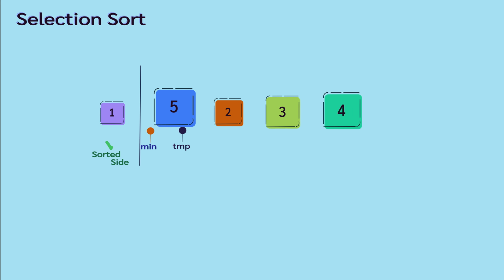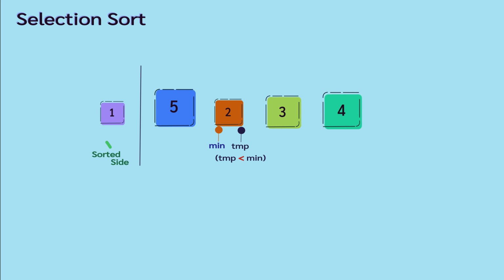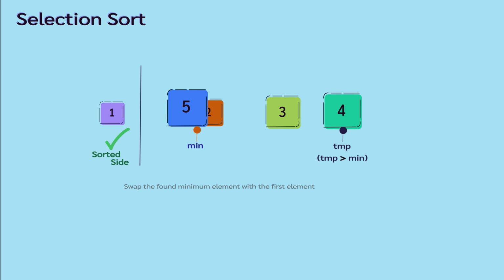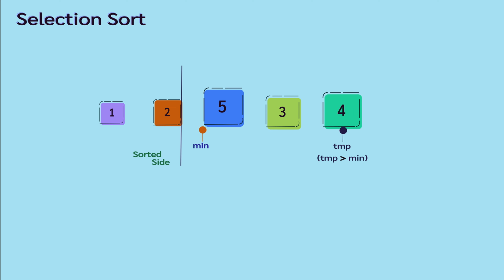In this new iteration, again min and temp start with the second element, that is 5. Now temp will move to the next element, that is 2. Again min and temp will be compared, that is 5 and 2. Since 5 is greater than 2, min will be shifted to 2. In the next two comparisons, 3 and 4 are greater than the minimum, so there is no shifting of min. At the end of the second iteration, the element 5 will be swapped with 2, that is min. Now the element 2 got its right place. Hence until the second index, the array is marked as sorted.